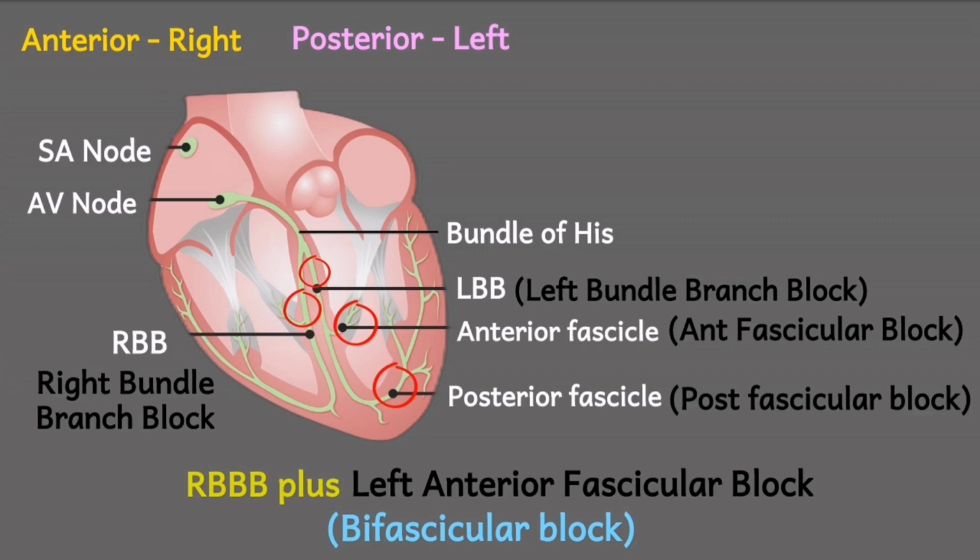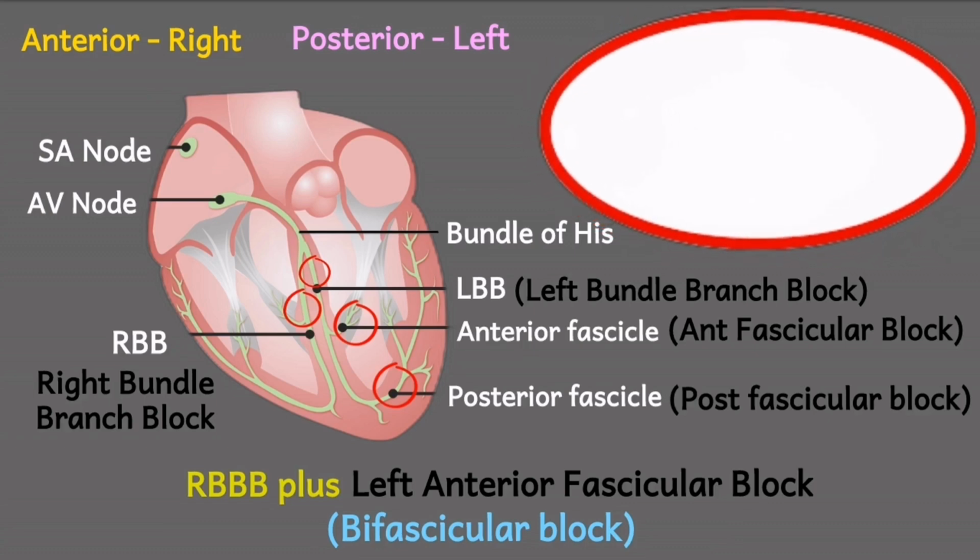Now, when the main bundle of His is blocked, it gives a picture of a complete heart block because no impulses can travel from the SA node down the ventricles. And also, when the left and right main branches of the bundle of His are blocked, it is similar to blocking the main bundle of His, and so the picture will still be that of a complete heart block.